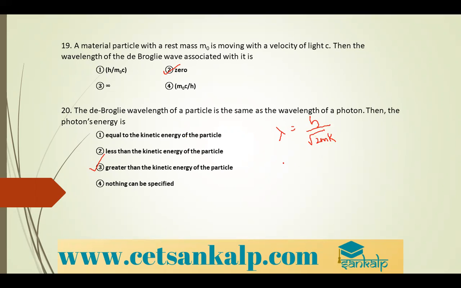In general, they have told hc divided by E is equal to hc divided by root of K. So E is greater than kinetic energy. Rooted in K to the power 1 by 2, the value will be smaller compared to E. So that is the intention. That is the reason we can say photon energy is greater than the kinetic energy of the particle.